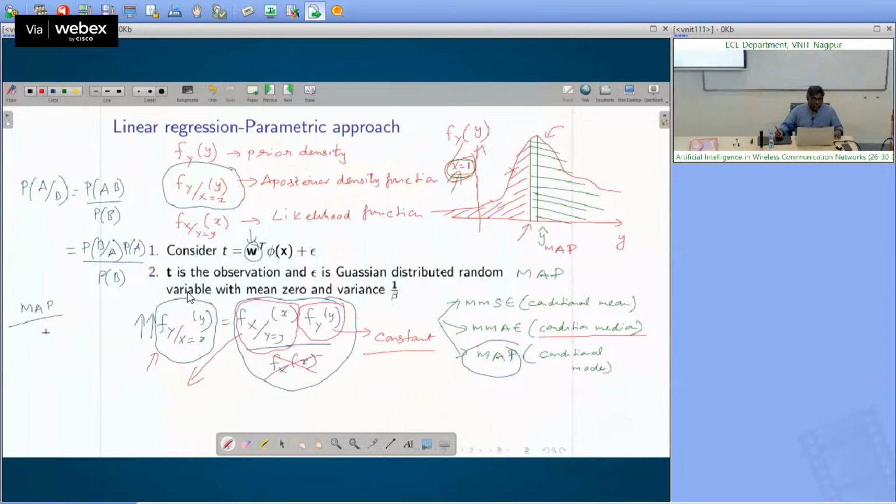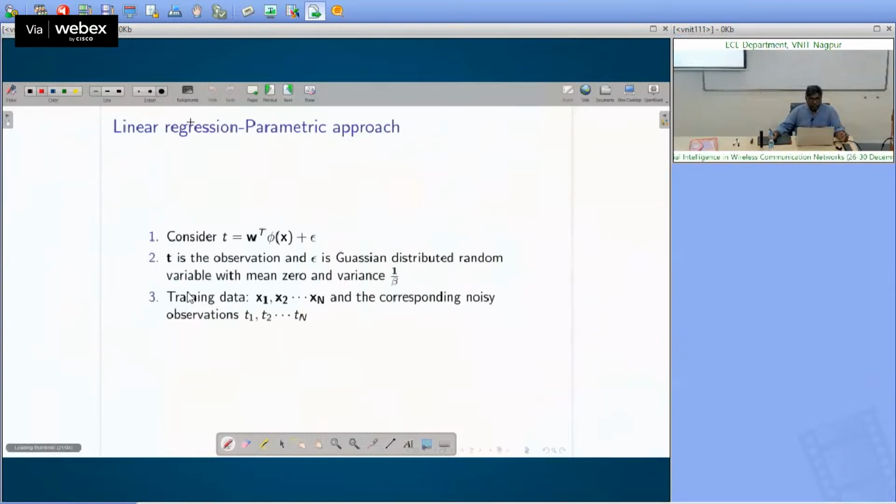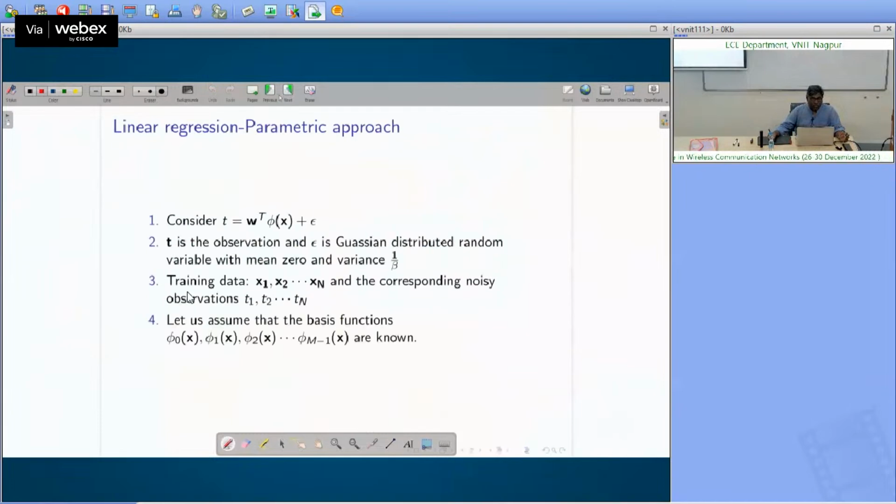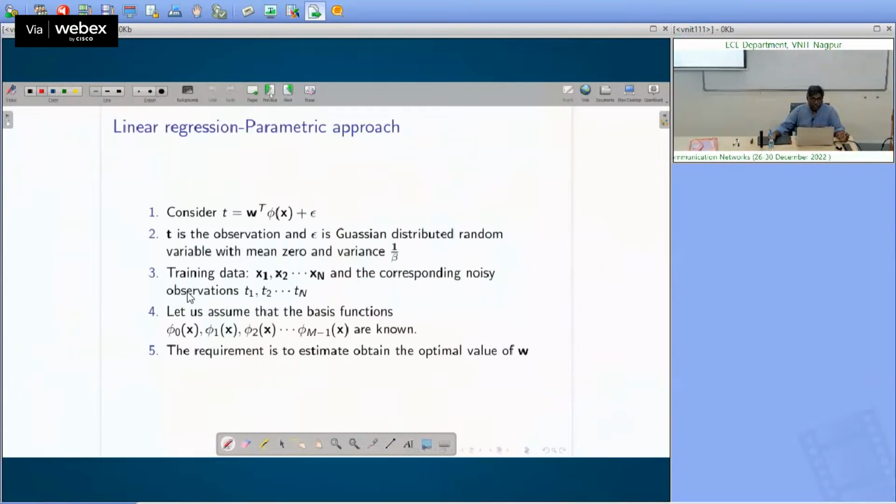This estimate is what we call the maximum likelihood estimate. In many research papers, the techniques actually use maximum likelihood estimation for simplicity, because we don't have a model for the posterior density function. If you have it, it is fine, but if not, then we have to go for maximum likelihood estimation. Here in this case also, we are going for the maximum likelihood estimate. This is what I told already.